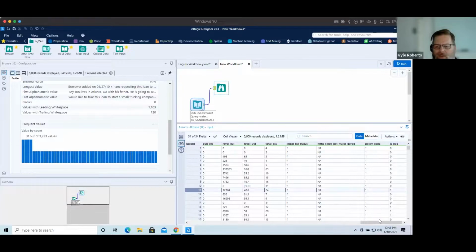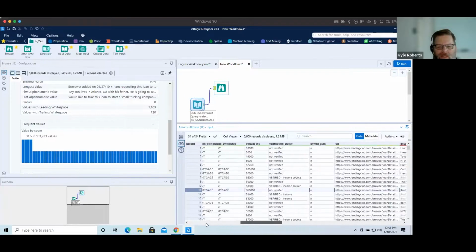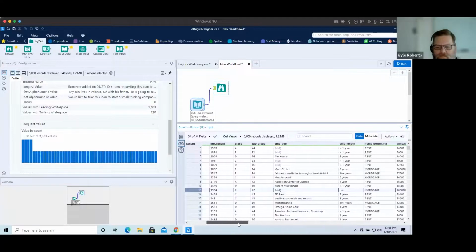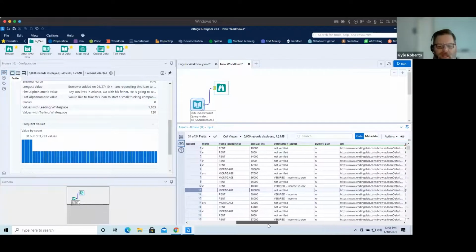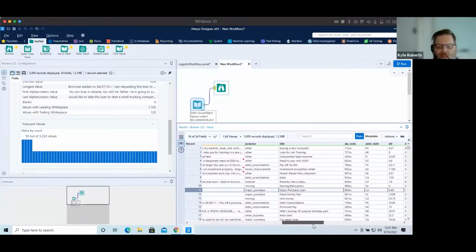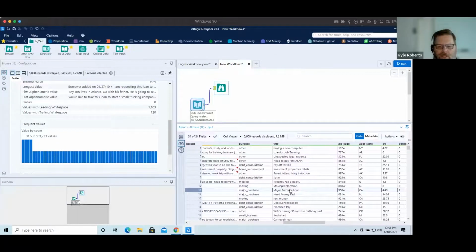That's row number 11. We can look at this data and see this was for $1,000 for 36 months at a pretty high interest rate. And they needed help with their mortgage, it looks like. And then they call this a major purchase loan that they're looking for.